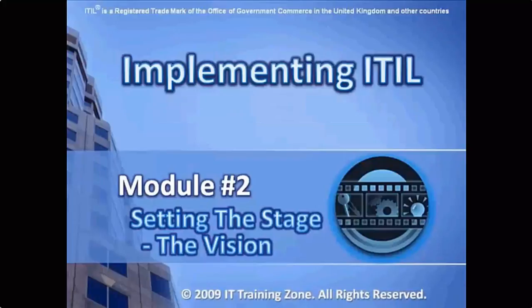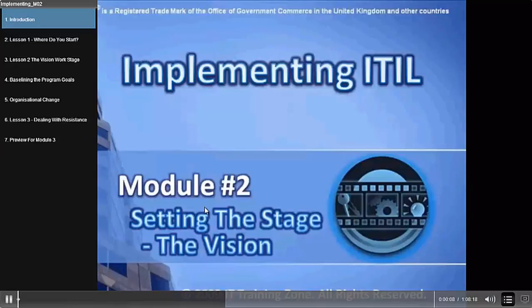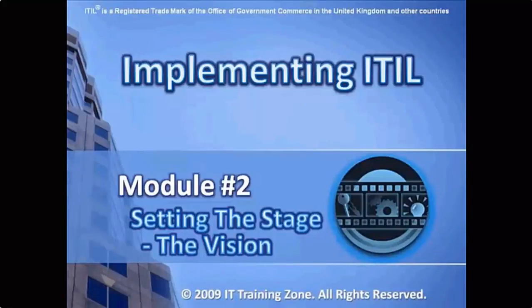Welcome to module number 2 of the Implementing ITIL course, Setting the Stage, Getting to the Vision. In this module, we will focus on the first critical step in your implementation effort. That is establishing the ITSM vision, the goals, and the whole reason for the program. This is a very critical step in your implementation effort, as the success of your effort will be highly dependent on how well you initially set those goals and that vision.